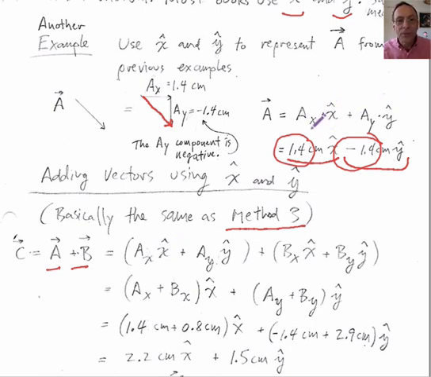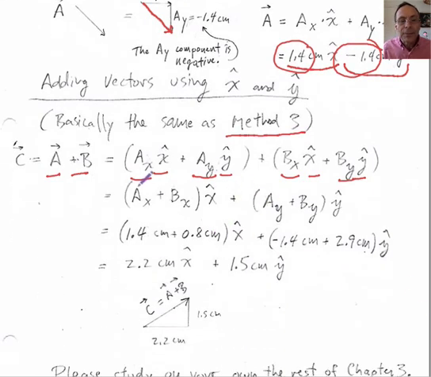We're going to use this version of the A vector, A sub x, the x component times x hat. And so you see here I have the x component times x hat plus the y component times y hat. And we're adding to that the b vector, which is the x component of b times x hat plus the y component of b times y hat.